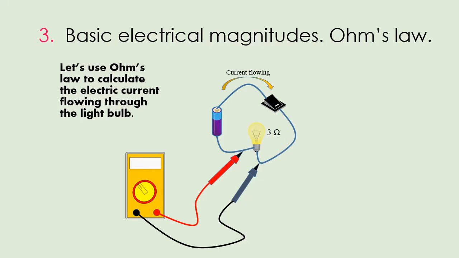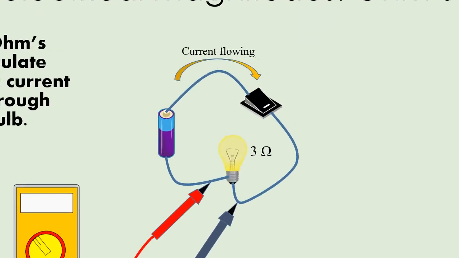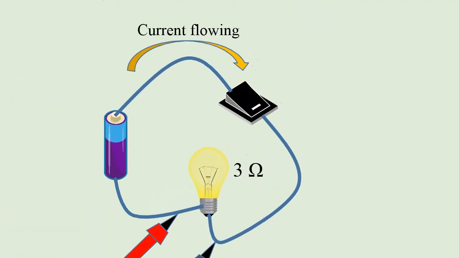Ohm's law is a very useful tool for circuit analysis. Let's take a closer look at this circuit. We have seen it before. It's a circuit in series with a battery, a switch, and a light bulb. The circuit is closed and the current is flowing through the light bulb, so it is on.